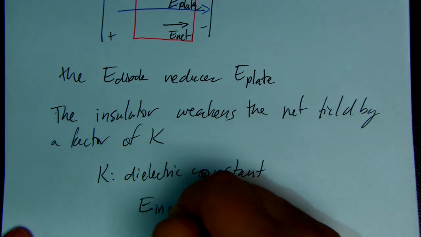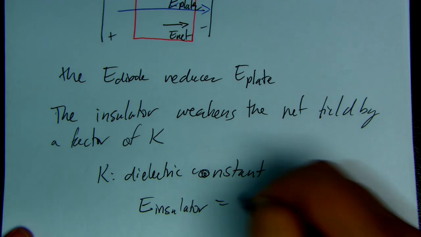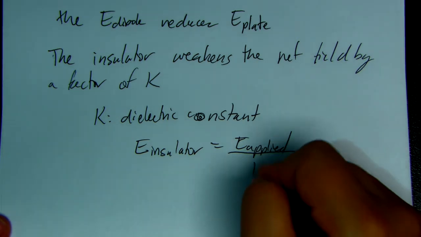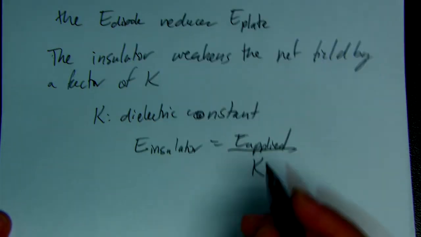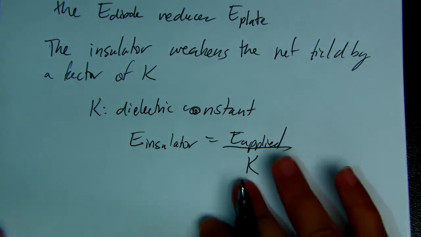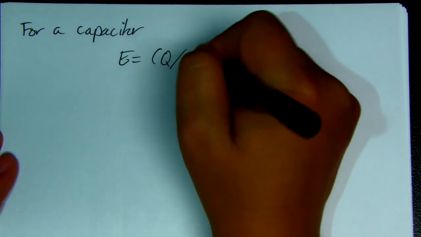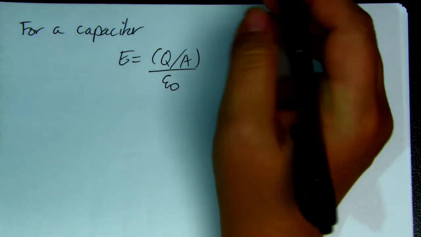So E insulator is equal to E applied. So that would be, in our example, the field from the capacitor, but you could do this with something else, divided by the weakening factor. So for a capacitor, we can do this. E is equal to Q over A divided by epsilon naught.